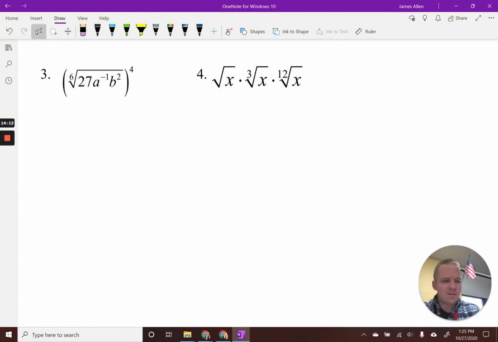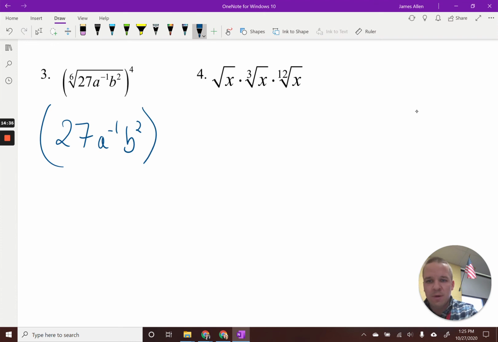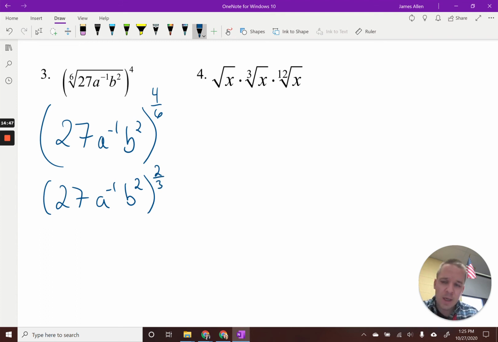All righty. My goodness. We got some radicals all over the place. I bet these are going to be a couple radical problems right here. All right. So what I'm thinking here first is I'm going to rewrite this with a fraction for my exponent, right? I'm going to take it out of radical form. So what I'm going to have here is 27 a to the negative first b squared, and that will be raised to the 4/6, which could be simplified to 2/3 if I'm not mistaken. Wonderful. There we go.